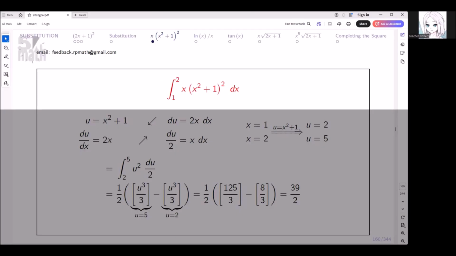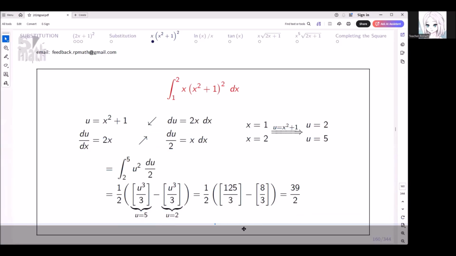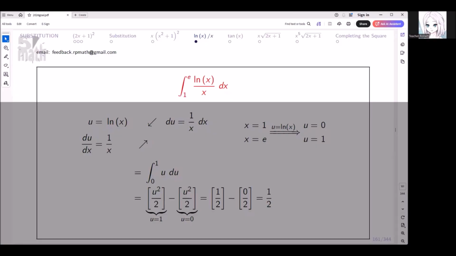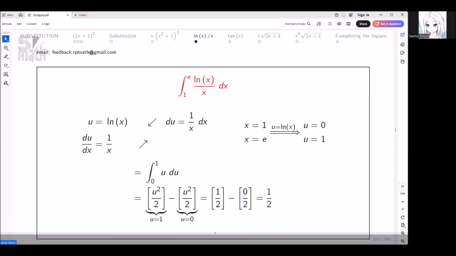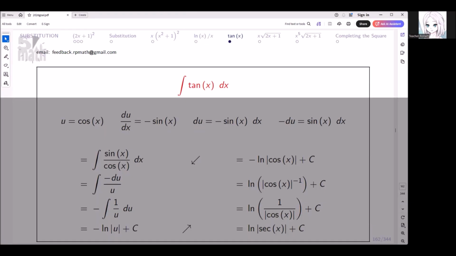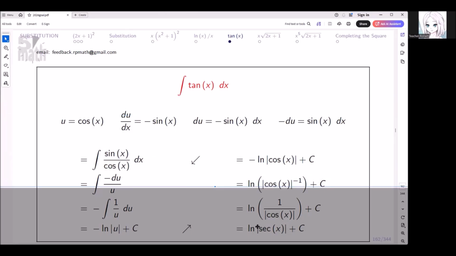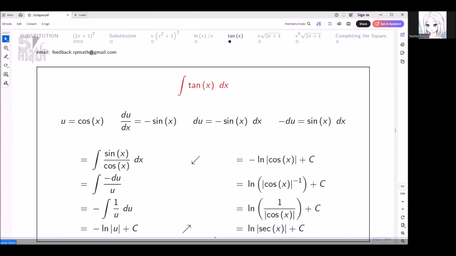Integral 1 to 2 x squared plus 1 squared dx. We get 39 over 2. Integral 1 to e ln x over x dx. We get half. Integral tan x dx is ln absolute value secant of x plus c.